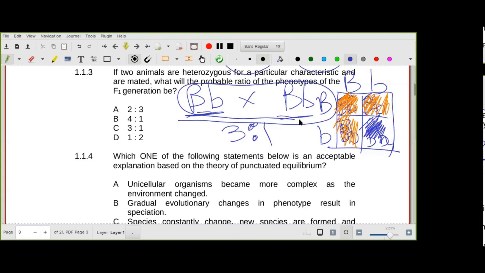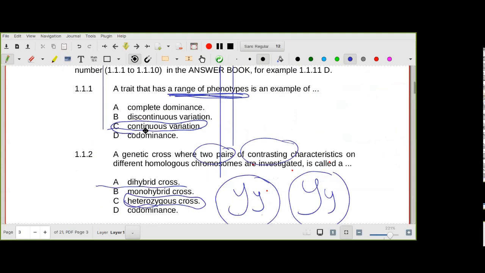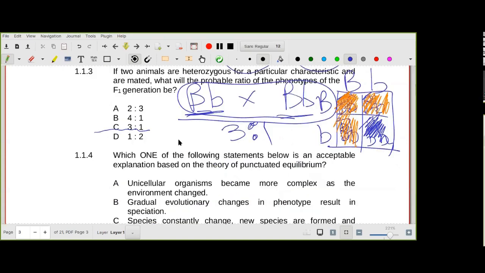And so the answer to 1.1.3, ladies and gentlemen, is C, because it's a 3:1 ratio when I have a heterozygous cross. And remember, when we're specifically talking about this, I'm talking about complete dominance.